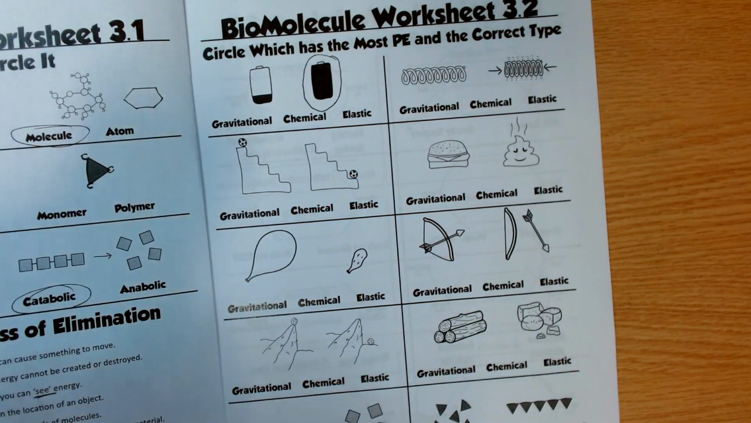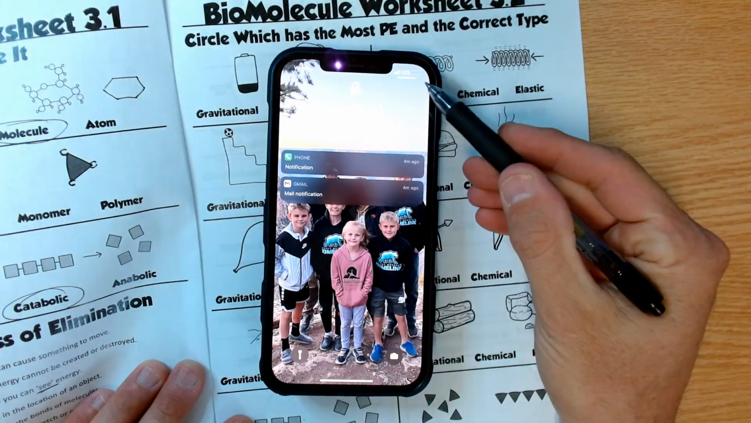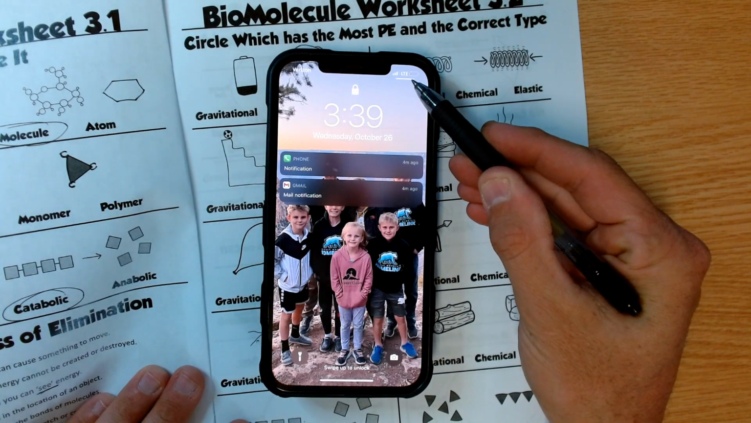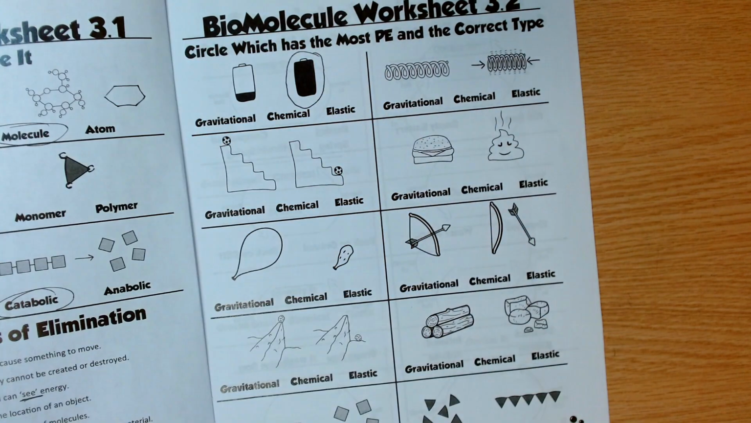Speaking of almost dead batteries, look at my cell phone right now. Oh no, panic. I am about to die right here, okay? I'm about to lose it all.